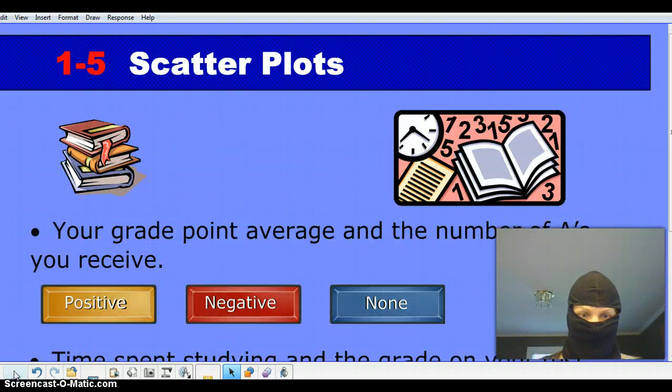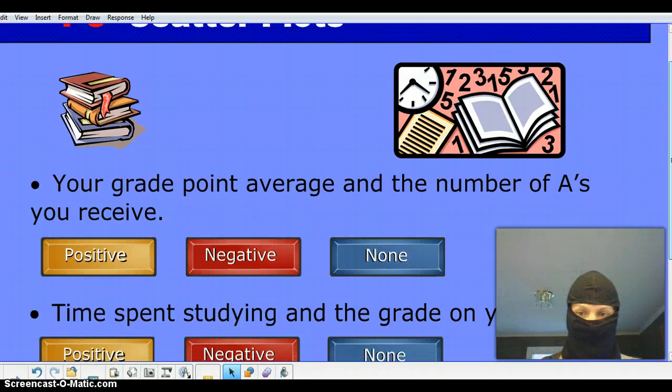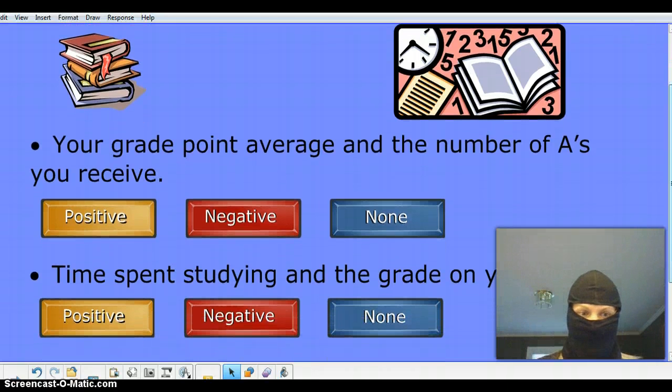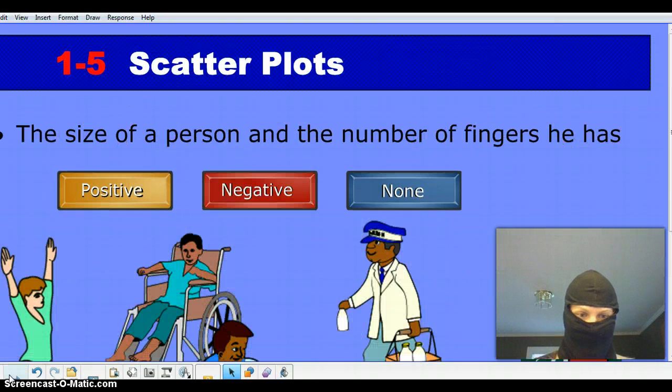So let's look at some relationships. You receive a grade point average and the number of A's you receive. So is that going to have a positive, negative, or no relationship? Well, as your grade point averages increase, so should your grades, so that should be positive. Time spent studying for the test and your grade on the test, again, that should be the same. The more time you spend studying, the greater your test grade will be. So those are both increasing.